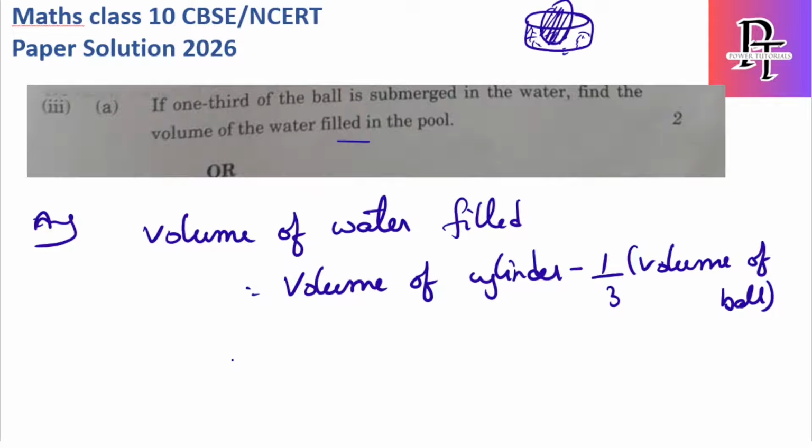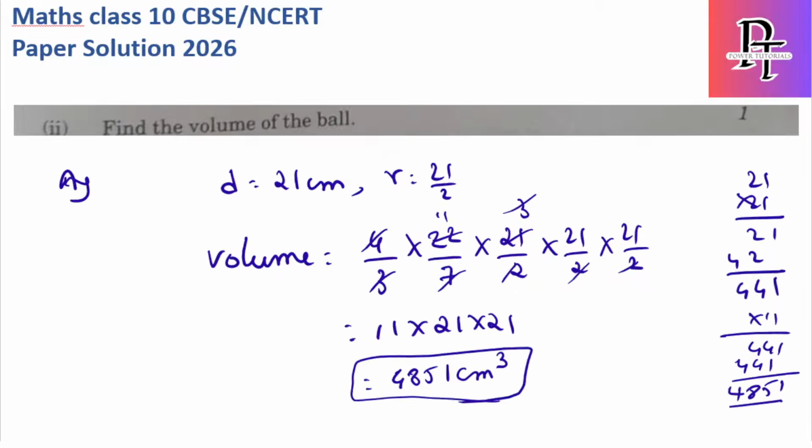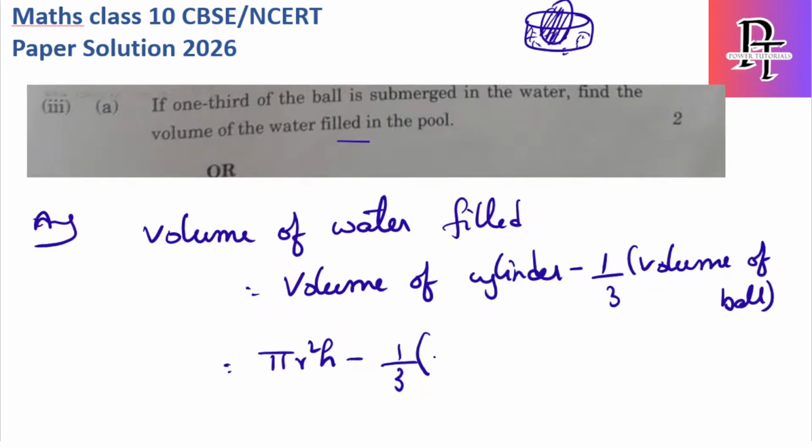Okay, so what is volume of cylinder? Pi r square h. So before that, I need to get the height and all details. So first of all, write the formula. Pi r square h minus 1/3 of volume of ball. We already have the volume, so simply I'll substitute the value 4851 centimeter cube.